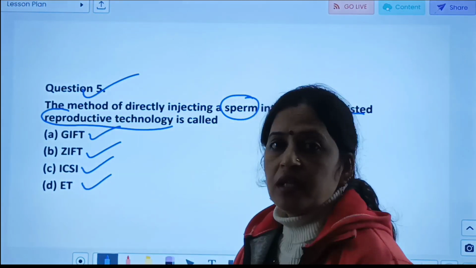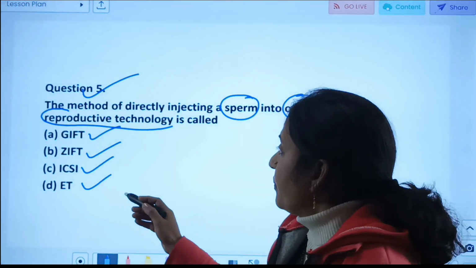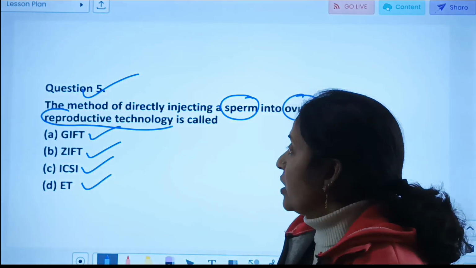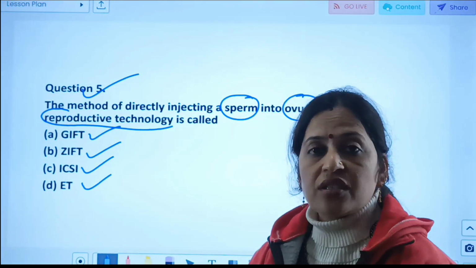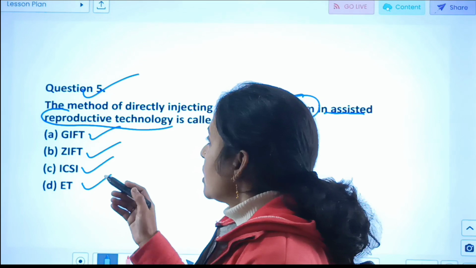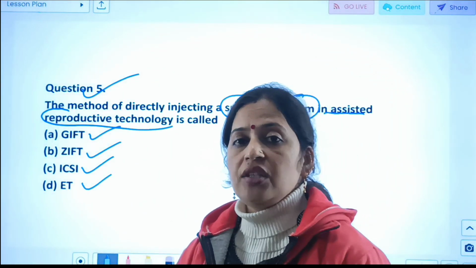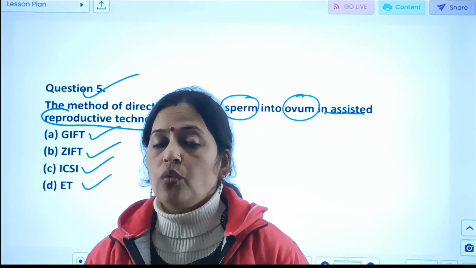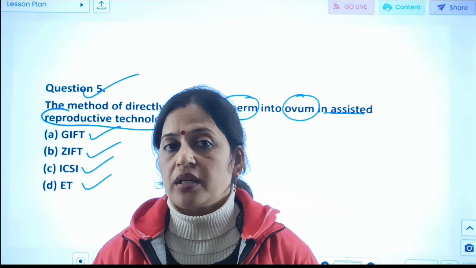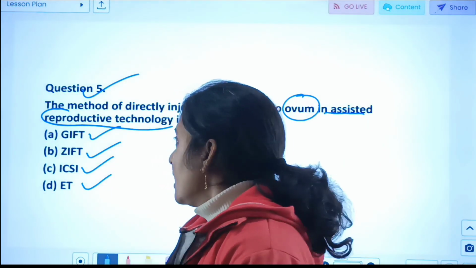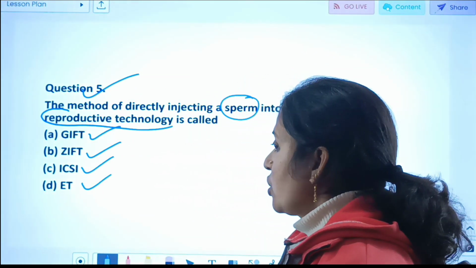इंट्रासाइटोप्लाज्मिक सेमिनेशन डिवाइस है, या फिर जाइगोट इंट्राफेलोपियन ट्रांसफर है, या फिर गैमीट इंट्राफेलोपियन ट्रांसफर है. तो कौन सा है जो इसमें से सही मेथड है जिसमें कि हम डायरेक्टली इंजेक्ट करते हैं स्पर्म्स को इनटू ओवम में, स्पेशली इन असिस्टेड रिप्रोडक्टिव टेक्नोलॉजी, एंड दैट इज कॉल्ड एज क्वेश्चन नंबर 5.